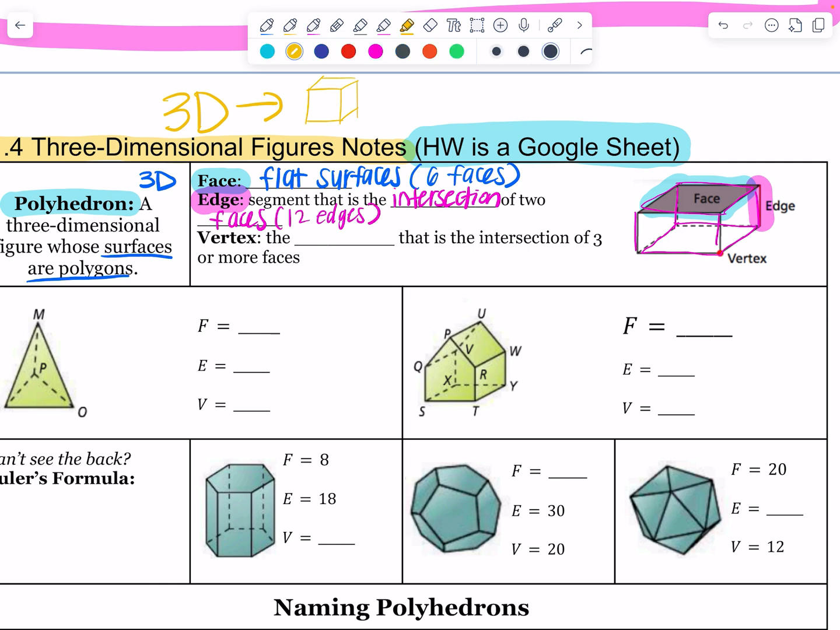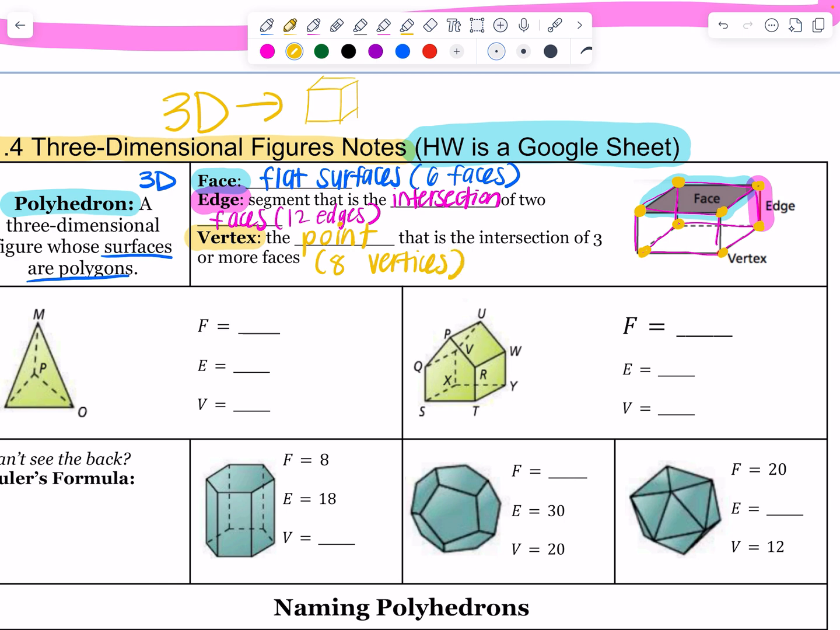All right, now let's look at what a vertex is. We've got a plane, which is the face. We've got a segment, which is the edge. And we've got a point, that is the vertex. The vertex is going to be the point that is the intersection of 3 or more faces. So this point right here is where 3 planes cross. So I'd have 1, 2, 3, 4, 5, 6, 7, 8. So I would have 8 total vertices, that's the plural, 8 total vertices on this shape.